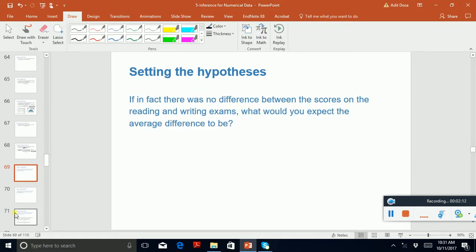Right? So let's now set up the hypothesis. If in fact there was no difference between the scores on the reading and writing exams, what would you expect the average difference to be? If we are saying that there is no difference, right? So it would be 0. So the null should be 0.